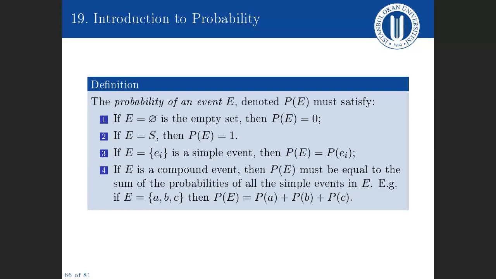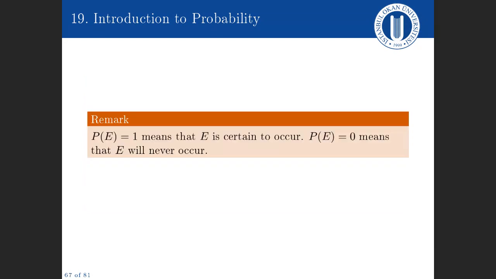The probability of an event E, which we call P of E, must satisfy these four rules. If E is the empty set, then the probability of E must be 0. If E is the whole sample space, then the probability of E must be 1. If E is a simple event, then the probability of E must be the same as the probability of e_i. And if E is a compound event, then P of E must be equal to the sum of the probabilities of all of the simple elements in E. If the probability of an event is 1, that means the event is certain to occur. If the probability of an event is 0, that means the event will never occur.